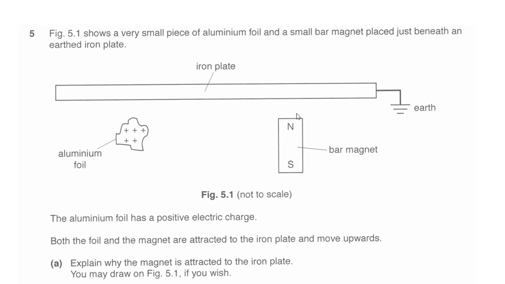Okay, we'll have a look at question 5. A small piece of aluminum foil and a small bar magnet is placed just beneath an earth iron plate. Everything is labeled here. Aluminum foil has a positive electrical charge. Both foil and magnet are attracted towards the iron plate and move upwards. Explain why the magnet is attracted to the iron plate. You may draw on figure 5.1 if you wish.